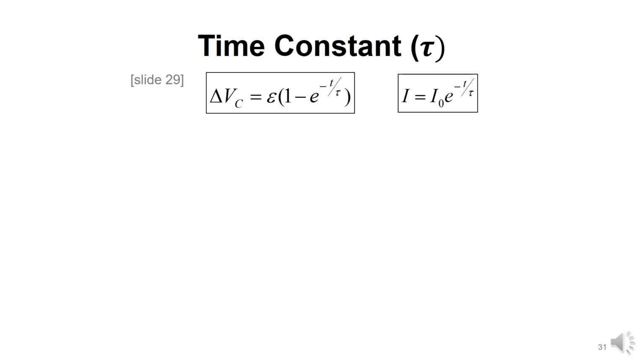More about time constant. So these are the two equations that we had previously. The voltage of a charging capacitor, and the current in a charging capacitor. The voltage goes from 0 to E, 0 to maximum, and current goes from maximum to 0. Okay, and in both equations, the time constant tau shows up here. Let's mark it.